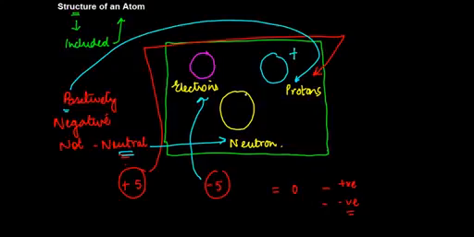So protons are the positive ones. These are charged positively. Electrons are the ones with a negative charge. And neutrons are not charged at all.